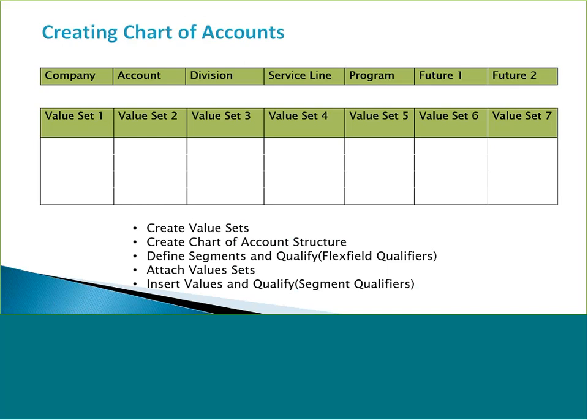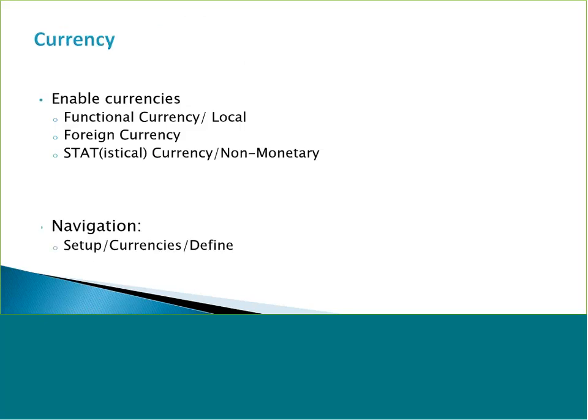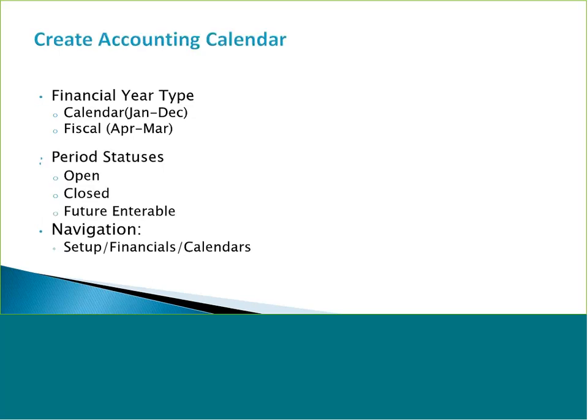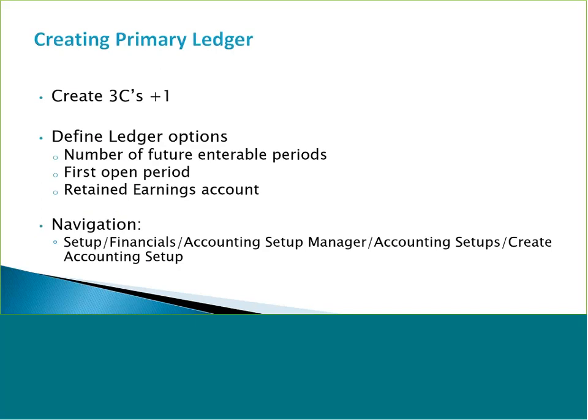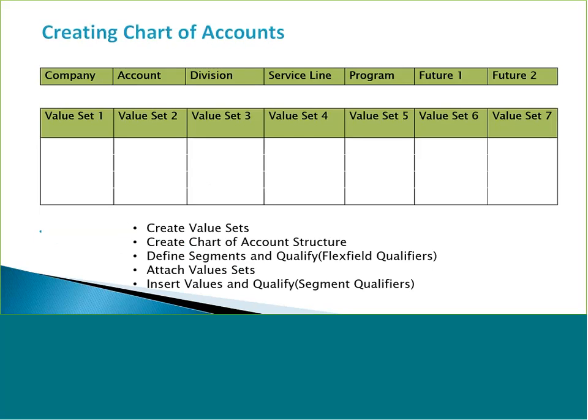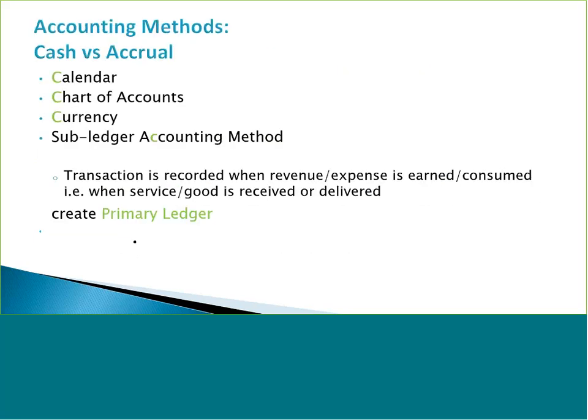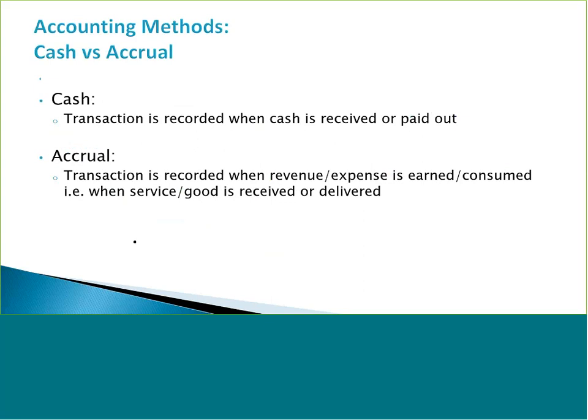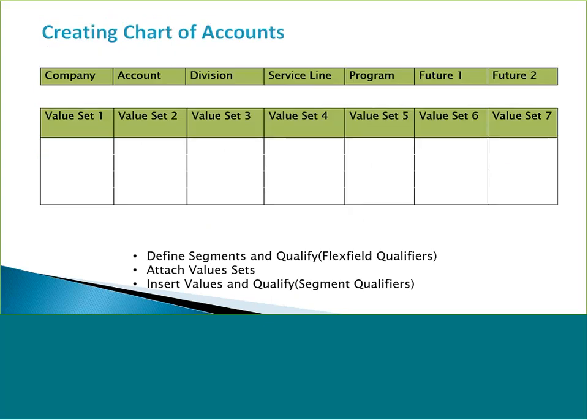So just as a reminder of what we did last time, we talked about some of the features that enable us to capture accounting information in the General Ledger. We talked about a chart of accounts, currencies, and the accounting calendar. Those are the features that we need to create a primary ledger. And don't forget the sub-ledger accounting method. So that is what we are going to do today in the system, and we're going to create our own primary ledger.